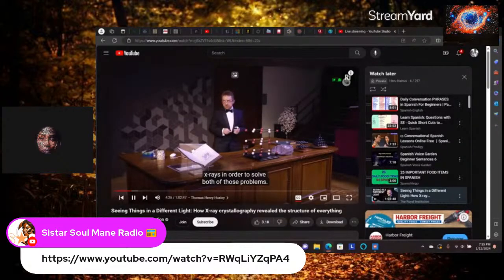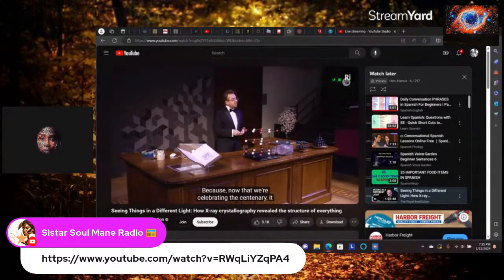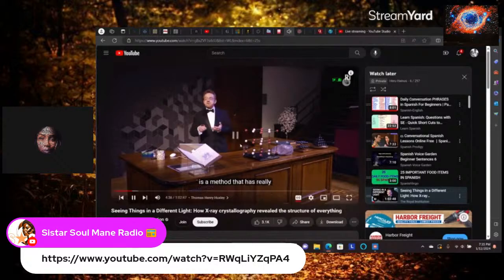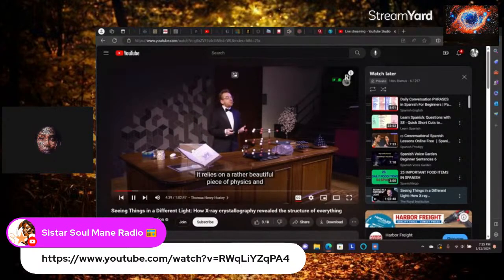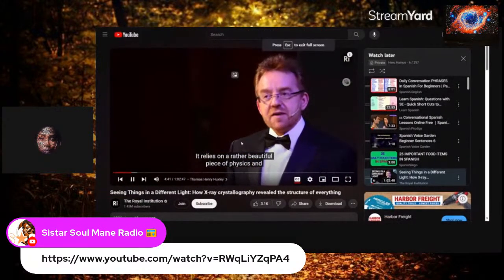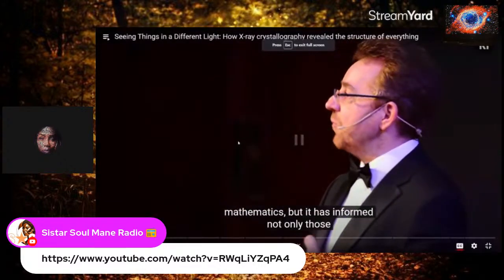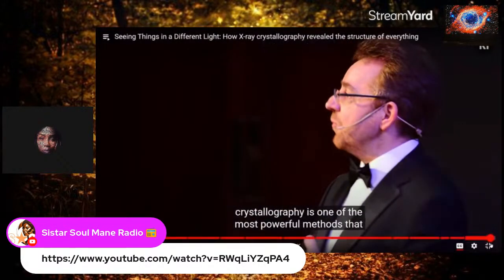For those problems. And I hope in doing so to sort of set the ball rolling in a popularization of the technique, because now that we're celebrating the centenary, it is a method that has really transformed all of the sciences. It relies on a rather beautiful piece of physics and mathematics, but it has transformed all the sciences.